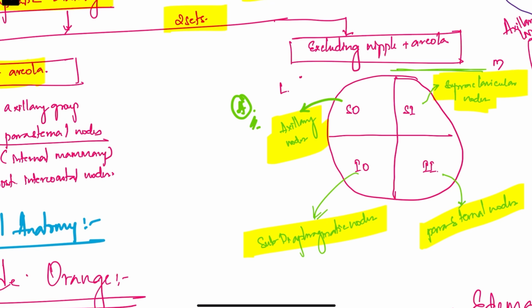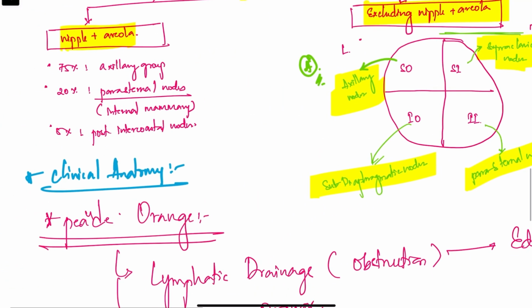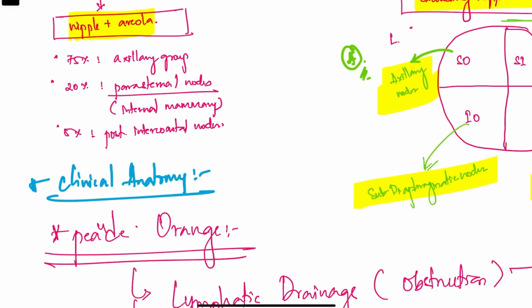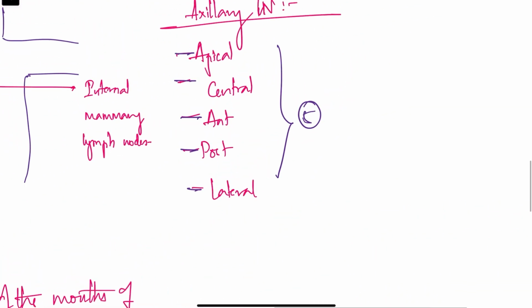So other people are having some other drainage things. So excluding nipple and areola, coming to nipple and areola, we have 75, 25. Just remember 75, 25. 75 goes to your axillary group. Axillary group includes apical, central, anterior, posterior, lateral.